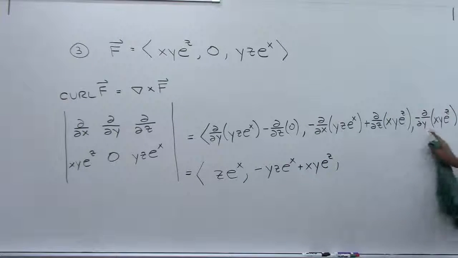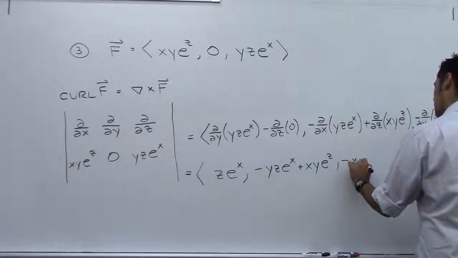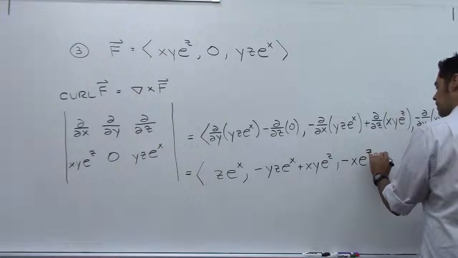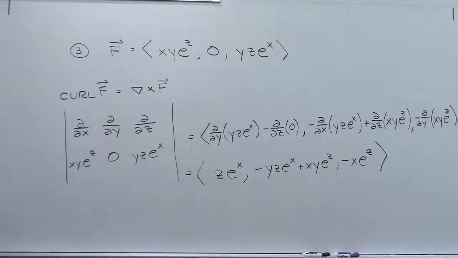And then partial with respect to y of this. x and e to the z are constants. Derivative of y is 1. So we get negative x e to the z. So that is the curl of f. Just double checking. I had a long night last night. I'm tired. Okay, so that's our curl.